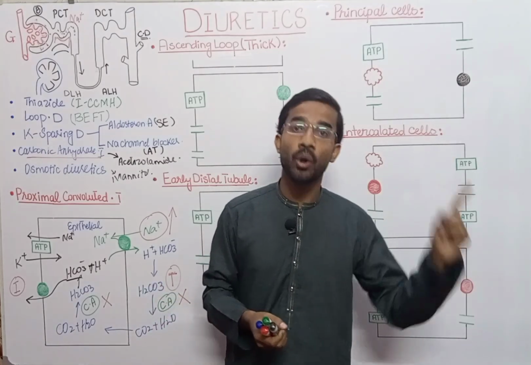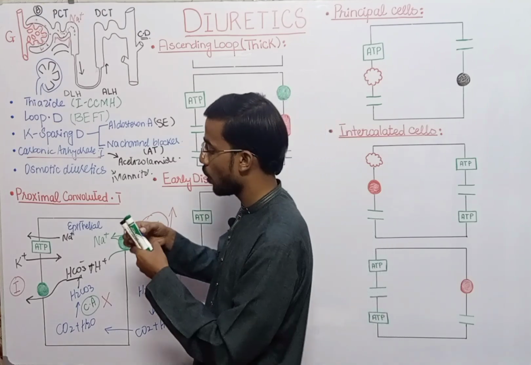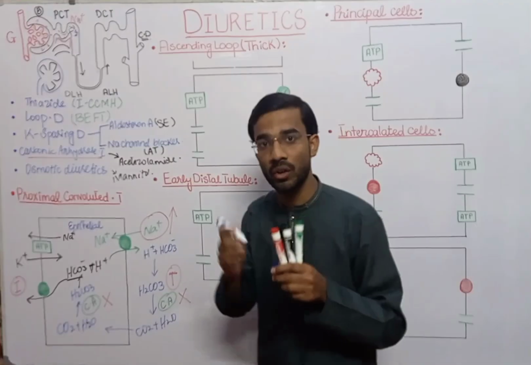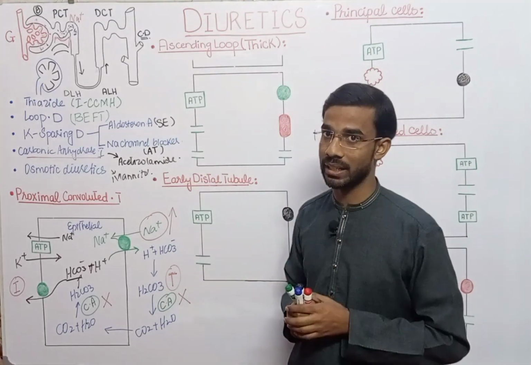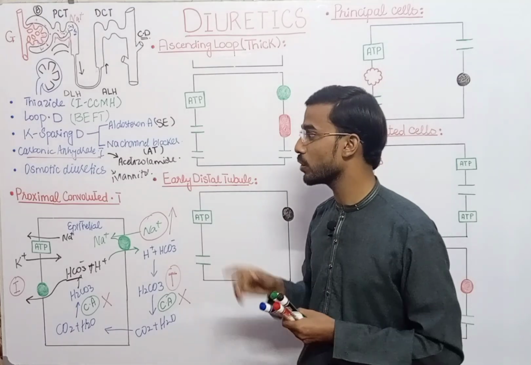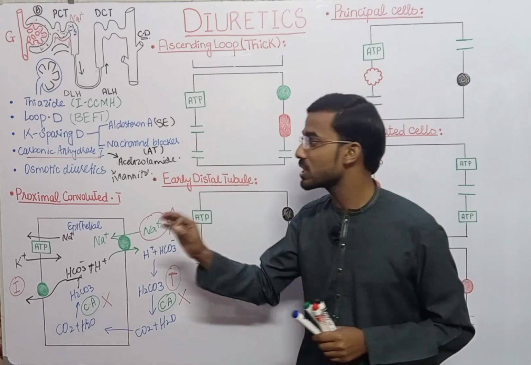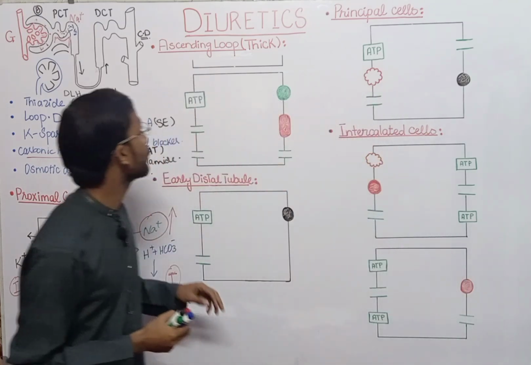Water moves from low solute concentration to high solute concentration. So in that situation, water molecules will also be retained in the proximal convoluted tubule, and the overall volume of the urine will increase. So you will see carbonic anhydrase inhibitors act on the proximal convoluted tubule of the nephron. Next, we will move forward.